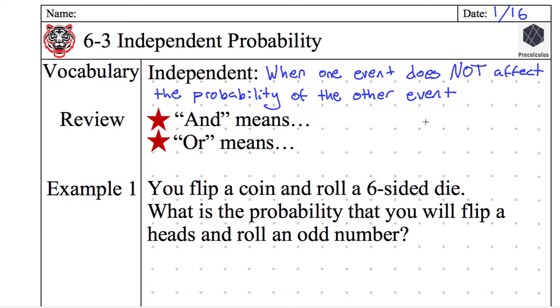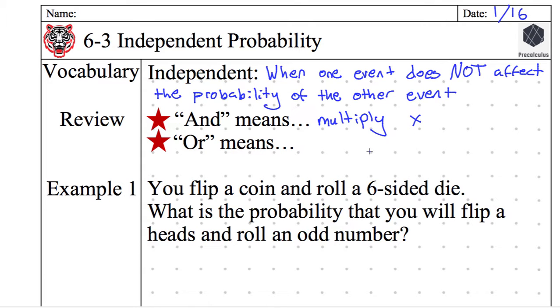All right, so review from yesterday, and and or. Those two things. What does and mean? Whenever you see and, you do this operation. It means probability of A plus B. So you're saying add? No, not add. Multiply. Yep. Sorry. Multiply. Or you can do the times symbol if you want.